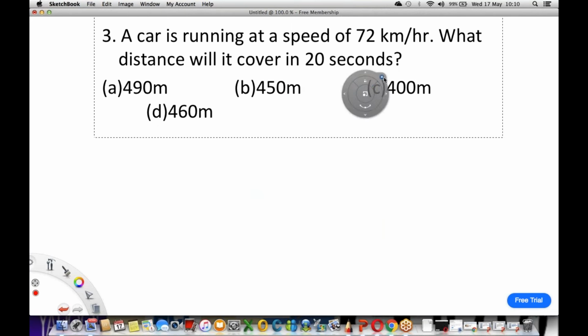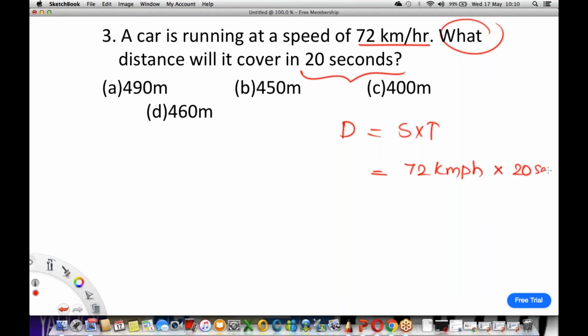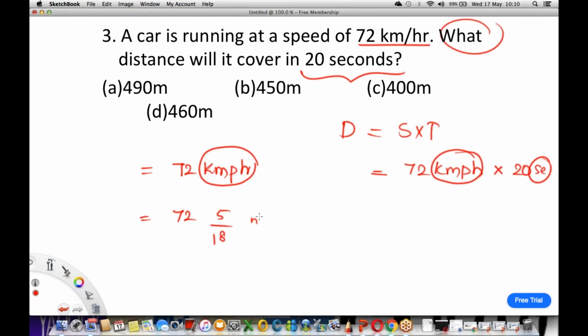So a car is running at a speed of 72 kilometer per hour. What will be the distance covered in 20 seconds? I very well know that distance will be given as speed into time. So speed is already given as 72 kmph, and time is given as 20 seconds. Please make sure that all the units are in one form. So this 72 kilometer per hour can also be written as, I very well know that 1 kilometer per hour will be given as 5 by 18 meter per second.